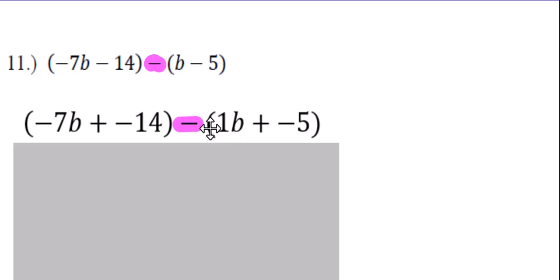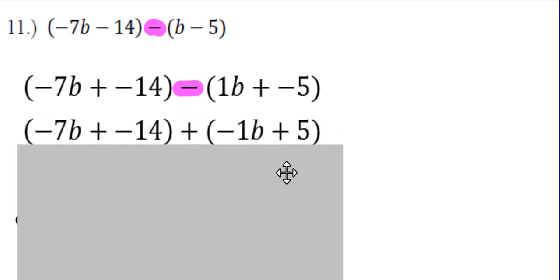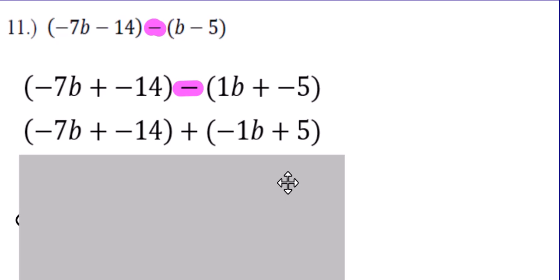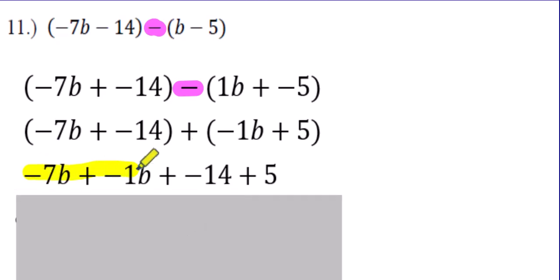Now the additive inverse, I do want to add that additive inverse. The additive inverse of 1b plus negative 5 should be negative 1b plus a positive 5. So we can see that we have that there. We added the additive inverse. Now drop off those parentheses, put your like terms side by side. So we've got a negative 7b plus a negative 1b, and we have negative 14 plus 5.